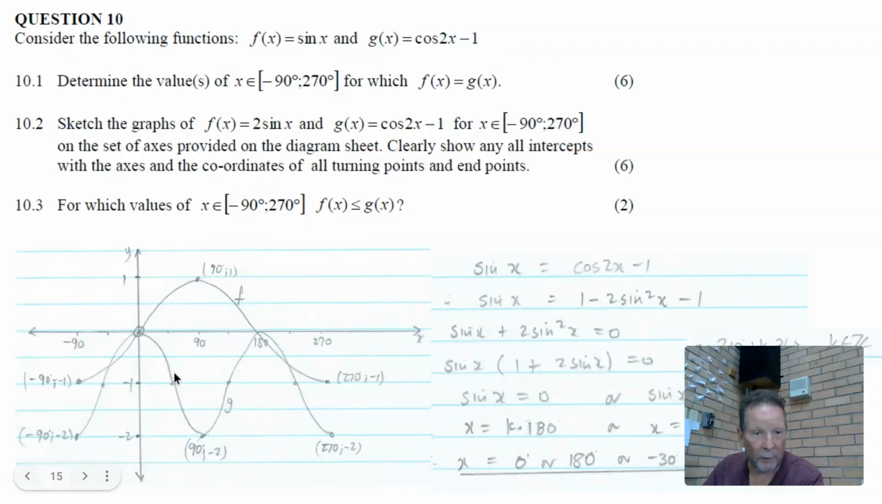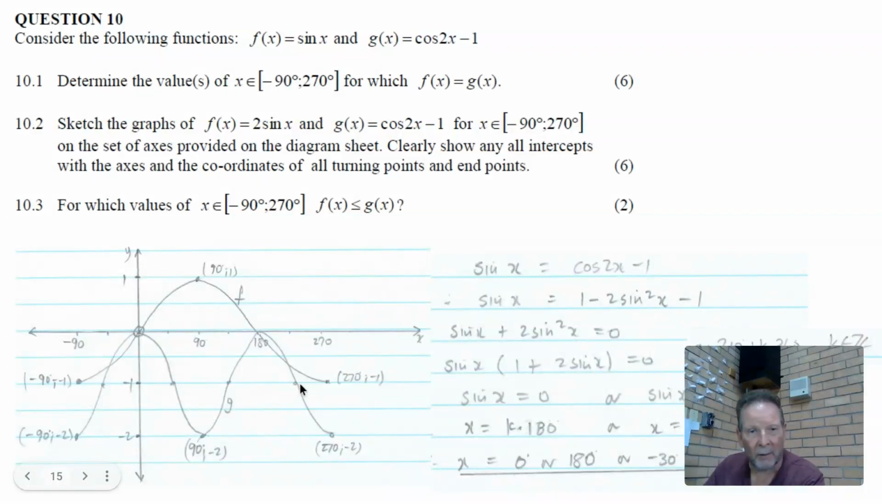Then 45 degrees, it moves 1 right to there. That'll make it minus 1. Another 45 degrees, 90. It'll get all the way down to minus 2. So then it makes this kind of cosine or sine wave, but it just keeps going. Another 45 degrees, back to the middle. 180 degrees, back to 0.